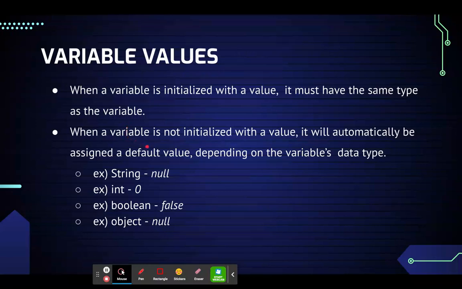And when a variable is not initialized with a value, it will automatically be assigned a default value depending on the variable's data type. So if the variable is a string and it doesn't have a value, it will be assigned null. The same thing for int, it will be assigned 0. A boolean will be assigned false, and an object variable will be assigned null.